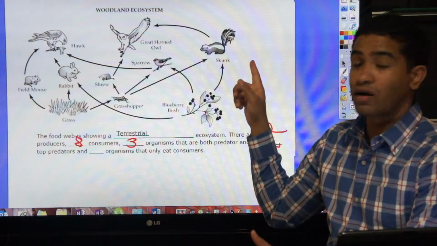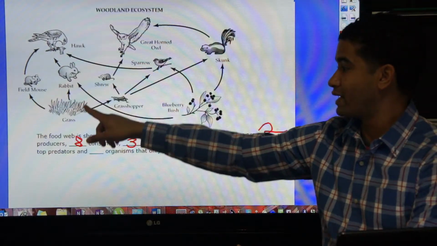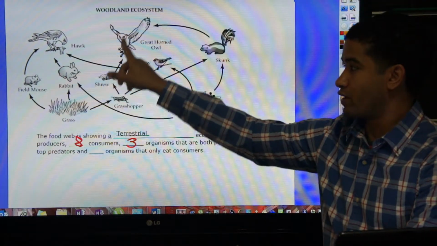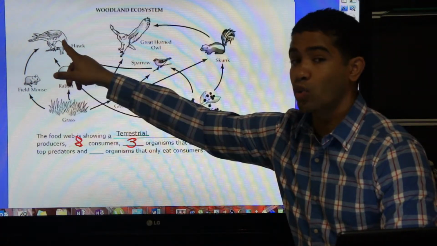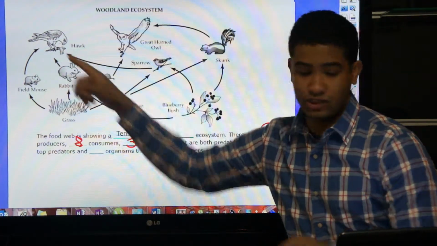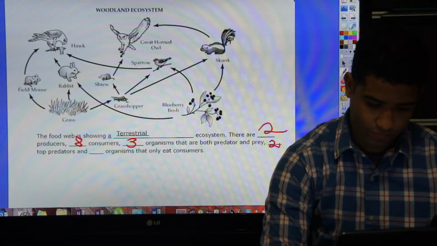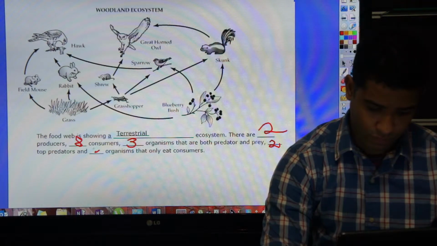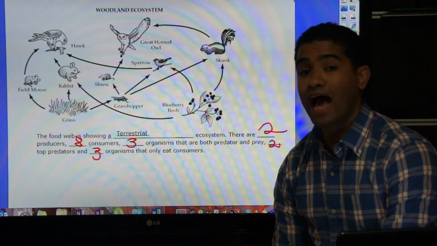Now here are the shrew. Does he eat any plants? Nope. So he's a carnivore. So we have 1, 2, 3 carnivores, 3 organisms that only eat meat, only eat other consumers. So let's fill this in. 3. All right.